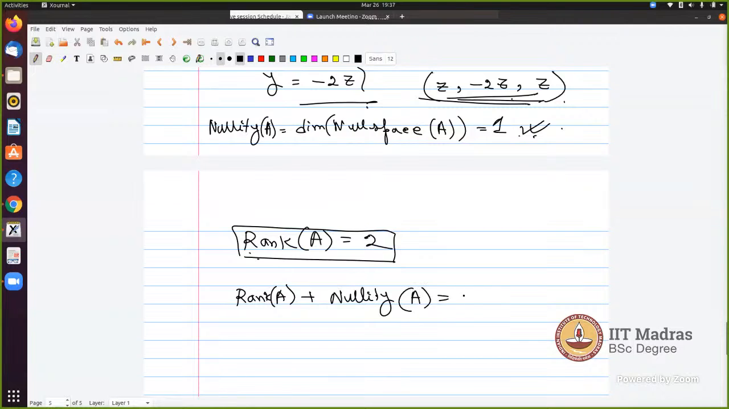Rank plus nullity is equal to 3, sir. Yes sir, so it is satisfying, right? Yes sir. It's satisfying. Okay.